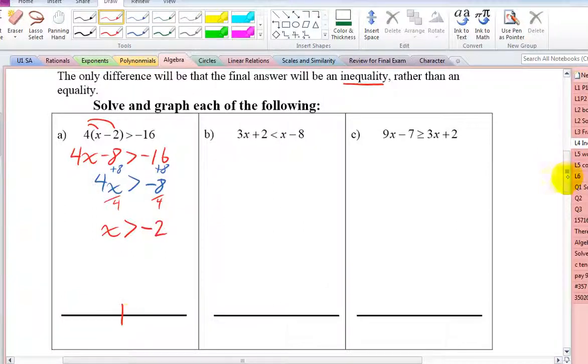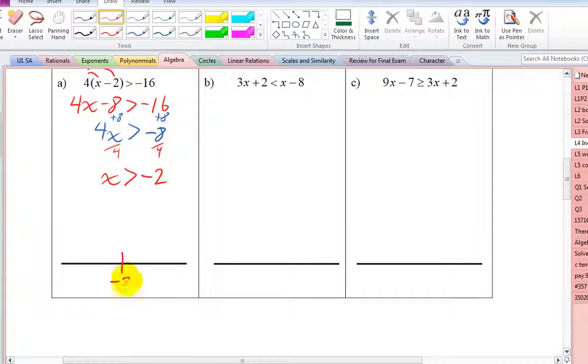What goes in the middle? Negative 2. What's one higher? Negative 1. Yes, I'm glad you didn't say negative 3. One lower? Negative 3. So be careful with your negative signs. Open circle or closed? Open. And shading which direction? To the right. Because that's greater than negative 2. It's pointing to the right.